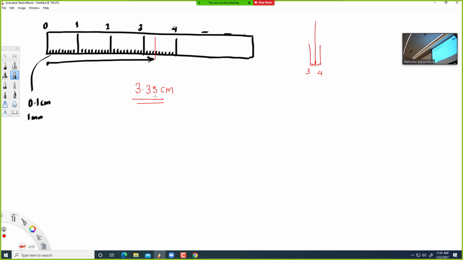So this number is what we call uncertain number, because it's the guess number. You get this number by guessing the position of this pen or the arrow. These are the certain numbers. These two, you know for sure, these are crossed by the arrow. So these are certain numbers.